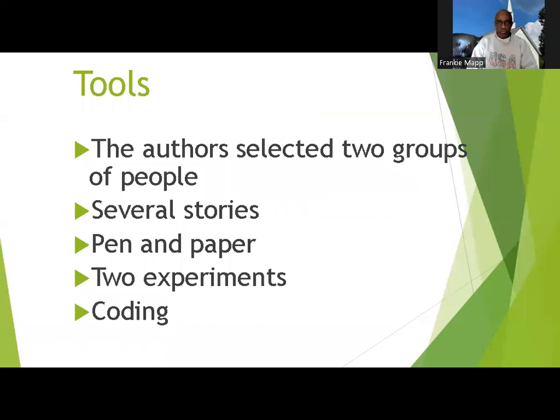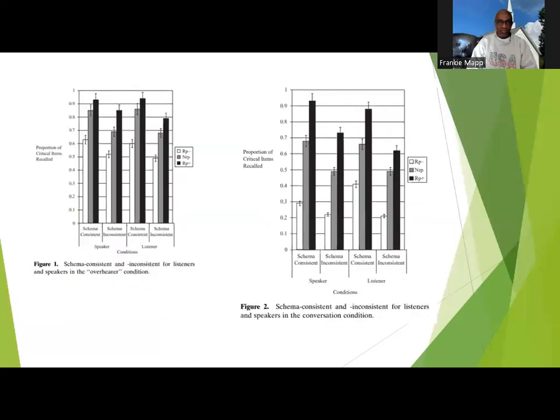They use two groups of people. They had several stories, pen and paper, and they used two experiments, and they also used coding. Here are two graphs of the findings. The first one, figure 1, graph shows schema consistent and inconsistent for listeners and speakers in the overhearer condition, and this one is in the conversation condition.